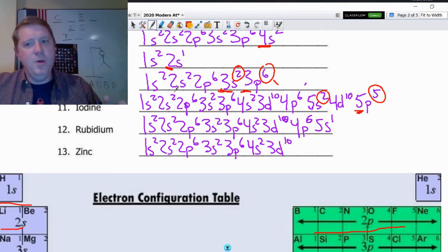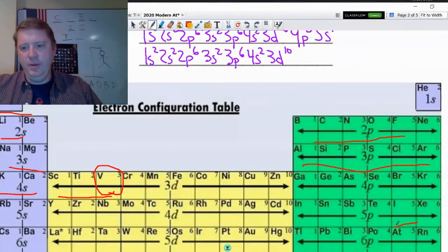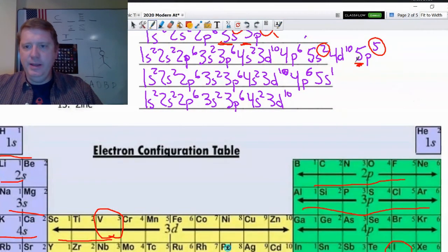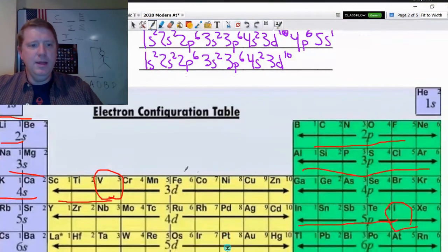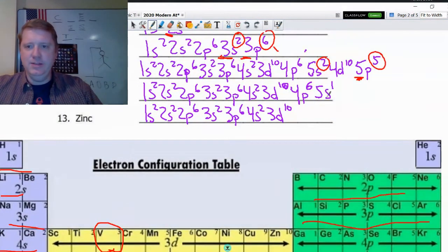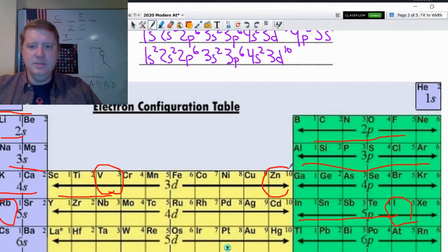All right. I'm hoping you've had a chance to check by now. Iodine is way down here on the periodic table. It's 1, 2, 3, 4, 5 levels down, and it's the 5th one over in the P area. That's why it ends with 5p5. And so then you use Aufbau order just to build up to that point. Same thing with rubidium. Rubidium was 5 layers down, but it was in the S area, so it ends with 5s1. And then zinc. Zinc, you should be able to get this by now.